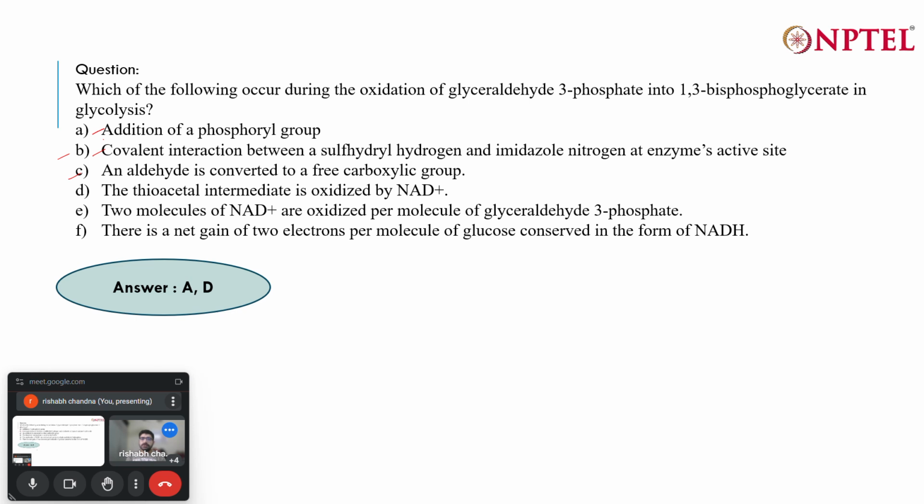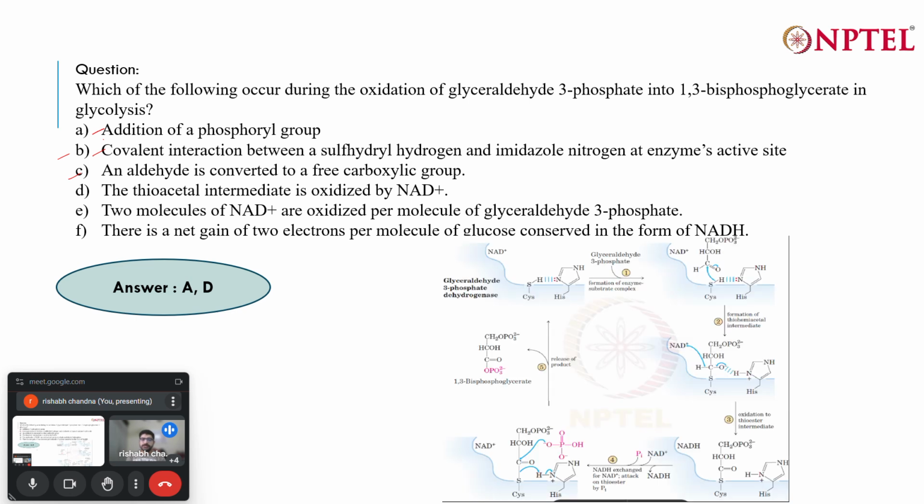Okay. So this is the procedure that happens during the conversion of glyceraldehyde 3-phosphate to 1,3-bisphosphoglycerate, and this is the mechanism of the reaction. So what happens? This is the glyceraldehyde 3-phosphate dehydrogenase that converts the glyceraldehyde 3-phosphate to 1,3-bisphosphoglycerate. Okay. So now what happens? NAD is present as a cofactor here, and it has two groups, that is cysteine and histidine, that are basically involved in the reaction. So these basically form the active site of the molecule.